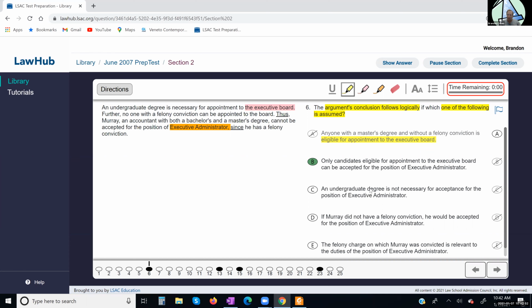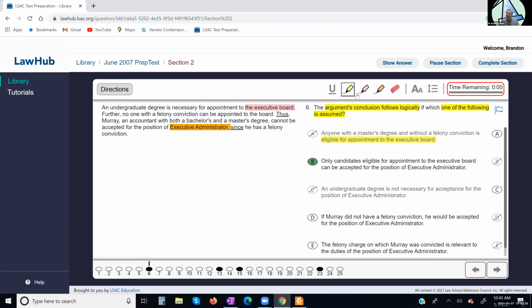C, an undergraduate degree is not necessary for acceptance. So what they're saying in C is that an undergraduate degree is not necessary. Again, this would not create a standard for telling us that you cannot be the executive administrator. It's telling you about a factor that's not relevant, meaning it's not necessary, meaning it could happen, it couldn't happen. We don't know. So it would allow possibly, it doesn't say for sure this is executive administrator, but it also doesn't tell us for sure it's not. And since our conclusion is that definitively we cannot be accepted for the executive administrator position, we needed an answer that creates that standard.